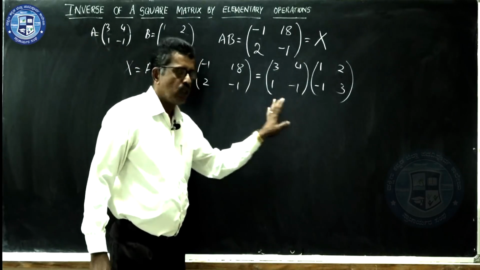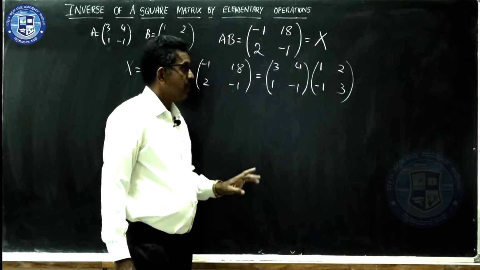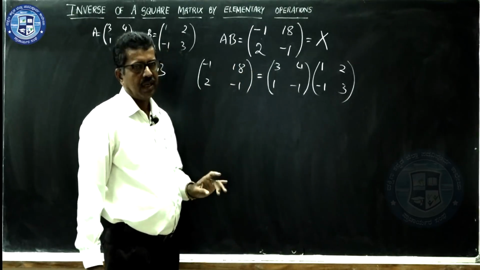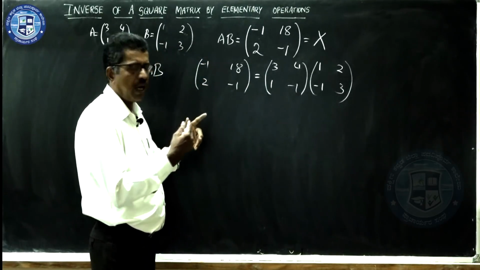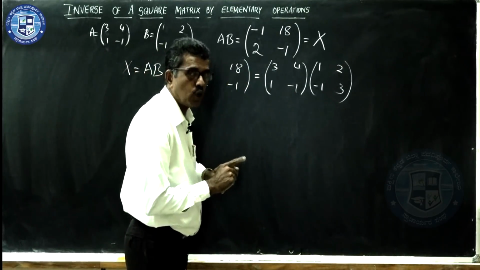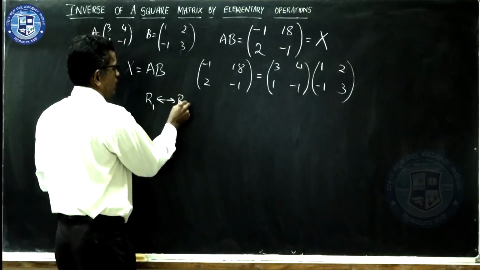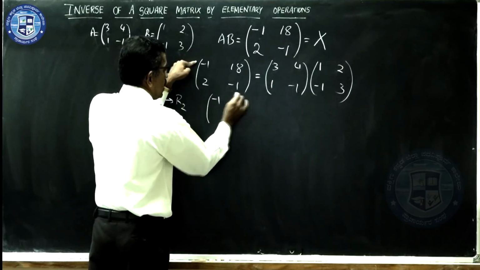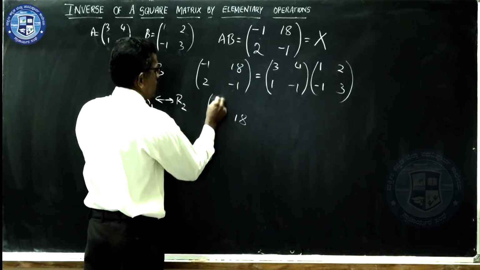This is an expression. You have a single matrix on the left side, product of two matrices on the right side. I would like to apply either row operation or column operation just to test. Suppose I would like to apply a row operation, okay, any row operation. I would like to interchange first and second row, that is one of the basic elementary operations on rows. I write here R1 interchange with R2. What do you expect on the left side? It should be minus 1, sorry, we have to interchange them. So, therefore, first row goes to the second row: 2, minus 1, minus 1, 18.